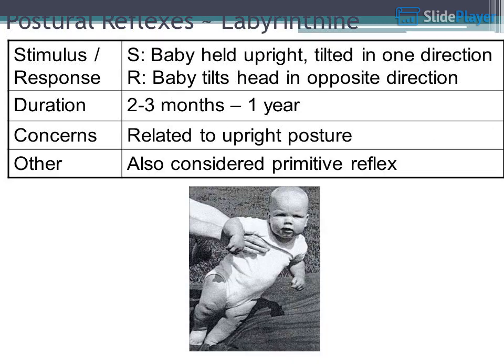Postural reflexes: labyrinthine. Stimulus, response: baby held upright, tilted in one direction, baby tilts head in opposite direction. Duration: 2 to 3 months, 1 year. Concerns: related to upright posture. Other: also considered a primitive reflex.